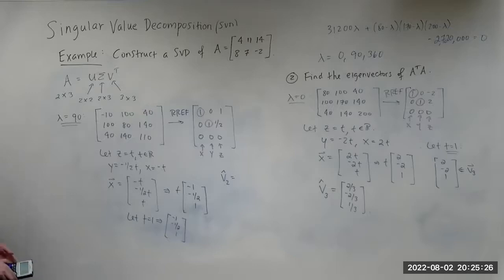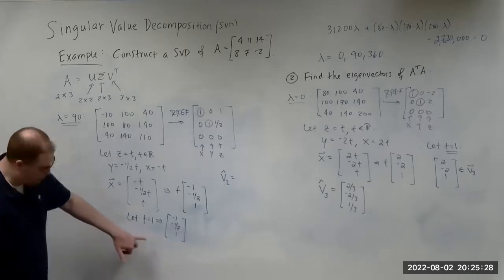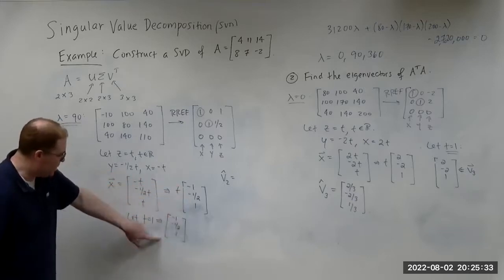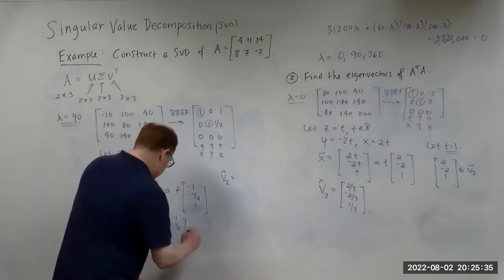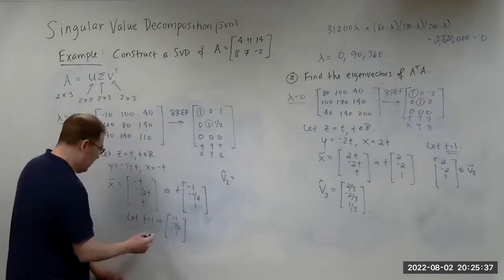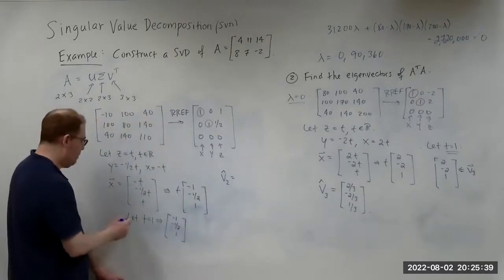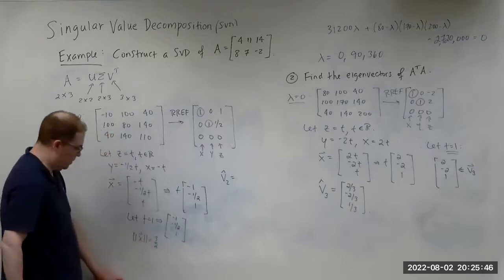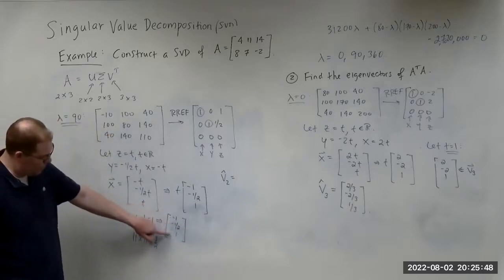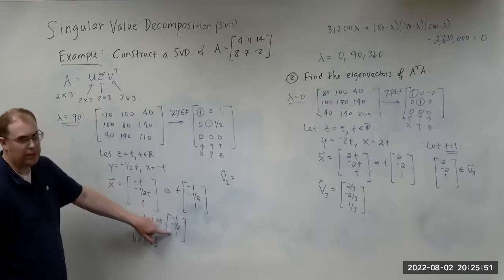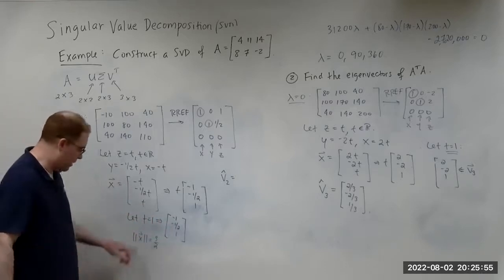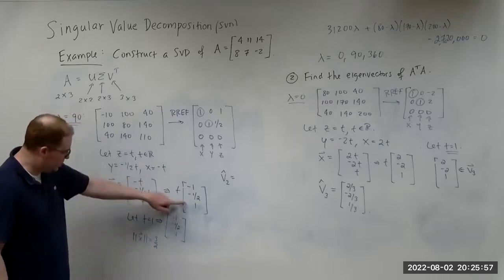Okay, so the length turns out to be 3/2 for this. So we're going to take each one of these and divide by 3/2. So I'll just denote that here. Again, that's just taking the sum of the squares of these and then taking the square root. You get 9/4, and the square root of that is 3/2.